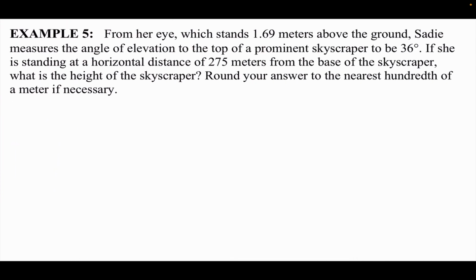Okay. From her eye, which stands 1.69 meters above the ground, Sadie measures the angle of elevation to the top of a prominent skyscraper. So she's looking at the top of a tall building. Skyscrapers are just tall buildings. She's looking at the top of a building. So her angle of elevation, so that means her eyes are looking up 36 degrees. If she is standing at a horizontal distance, 275 meters from the base is the bottom. So she's standing 275 meters away from the building. How tall is the building?